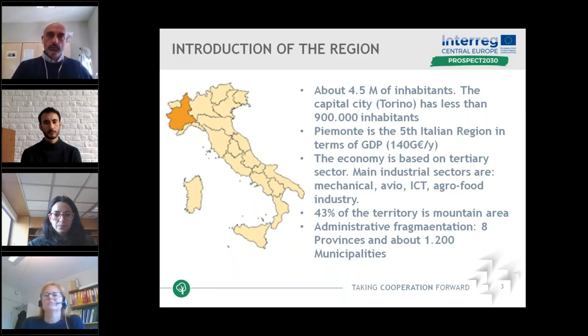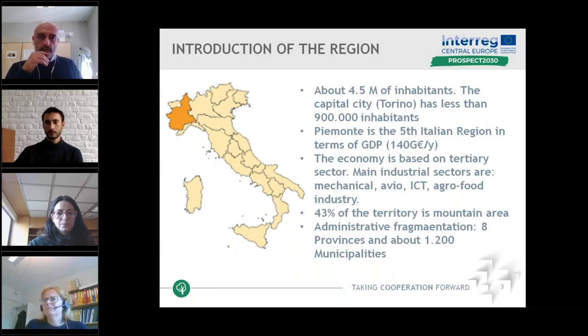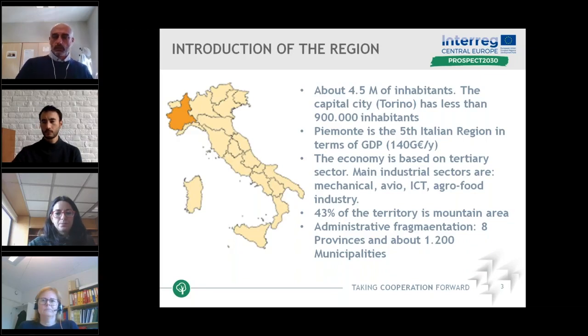So the region is one of the most important regions in terms of economic power in Italy, and our economy is based on mechanical industry and agro-food industry as well, and also we have quite a large share of our GDP concentrated in service and commerce. So we are close to the border of France with 43% of our territory being mountain, and we have a very fragmented administrative situation with more than 1,000 municipalities and 8 provinces.